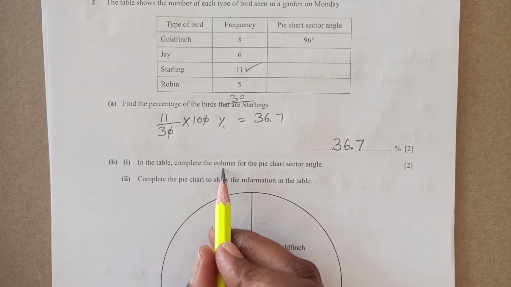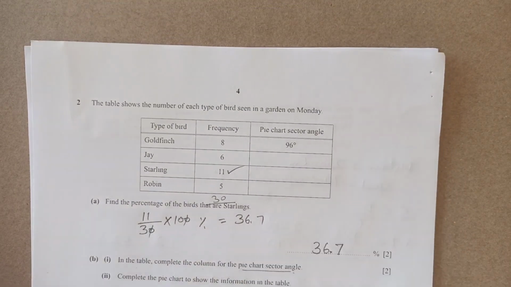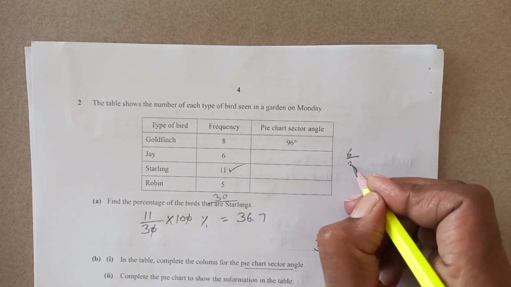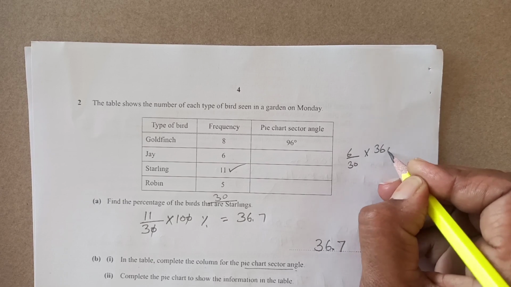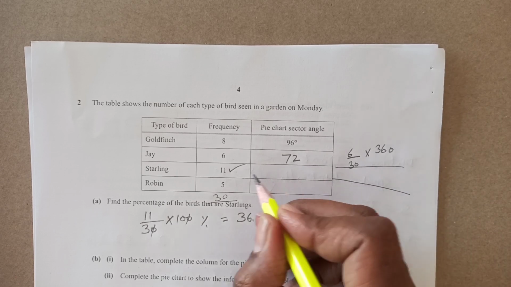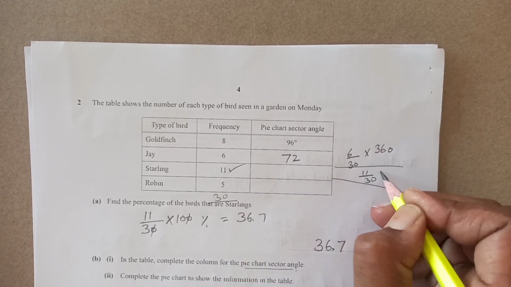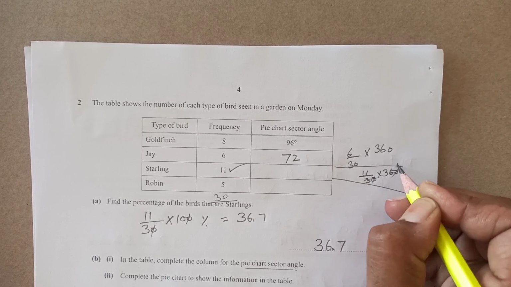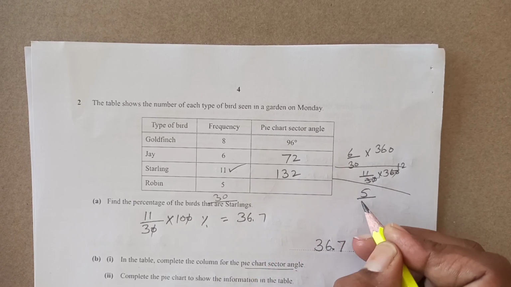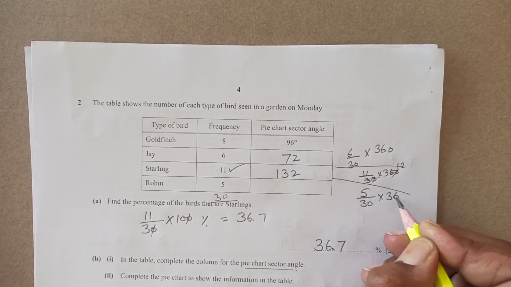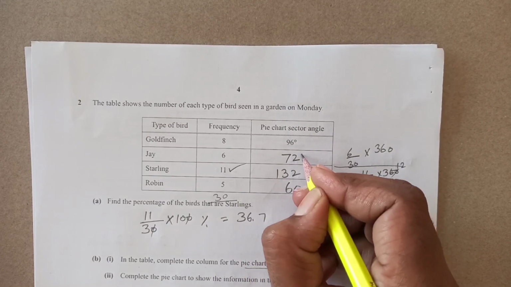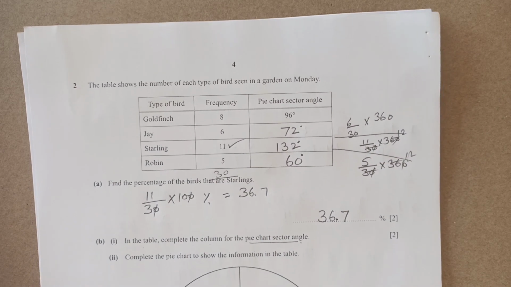Now in the table, complete the column for the pie chart sector angles. For the sector angles, now we will see this is 6 out of 30 and we are looking for out of 360. Okay, so you calculate this, you are going to get 72, right? Then this one here, 11 over 30 times 360, 12 times 11, this is 132. So finally we have 5 out of 30, then how much will be the angle out of 360? So this is 12 times 5, it is 60 degrees. So all these angles are in degrees, right?